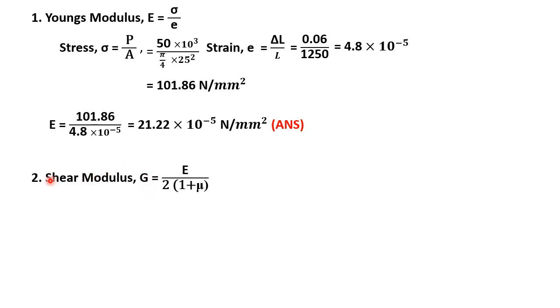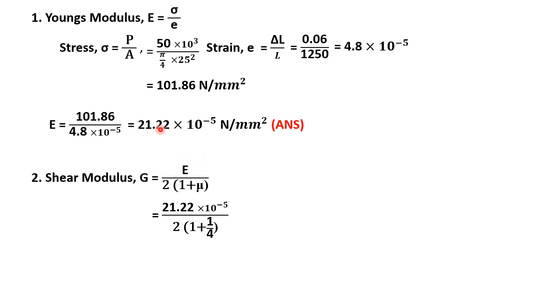So we know the formula for finding the shear modulus, that is nothing but E upon 2 into 1 plus mu. This mu is nothing but the Poisson's ratio, and E is the Young's modulus. So here we know the formula, we know the value for this one.